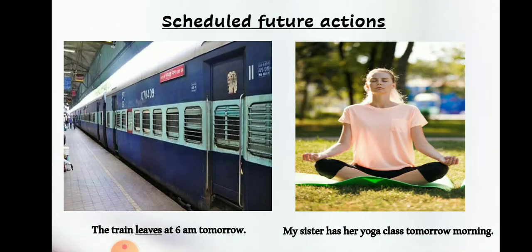Next we have scheduled future actions, which means the actions or events that happen according to a schedule or timetable, and they are always written in simple present tense. For example, the train leaves at 6 a.m. tomorrow. My sister has her yoga class tomorrow morning.